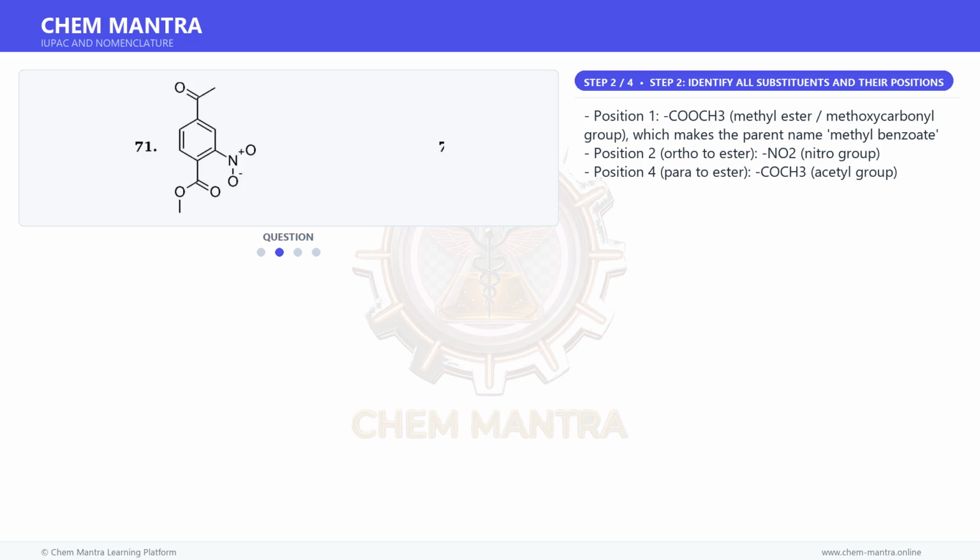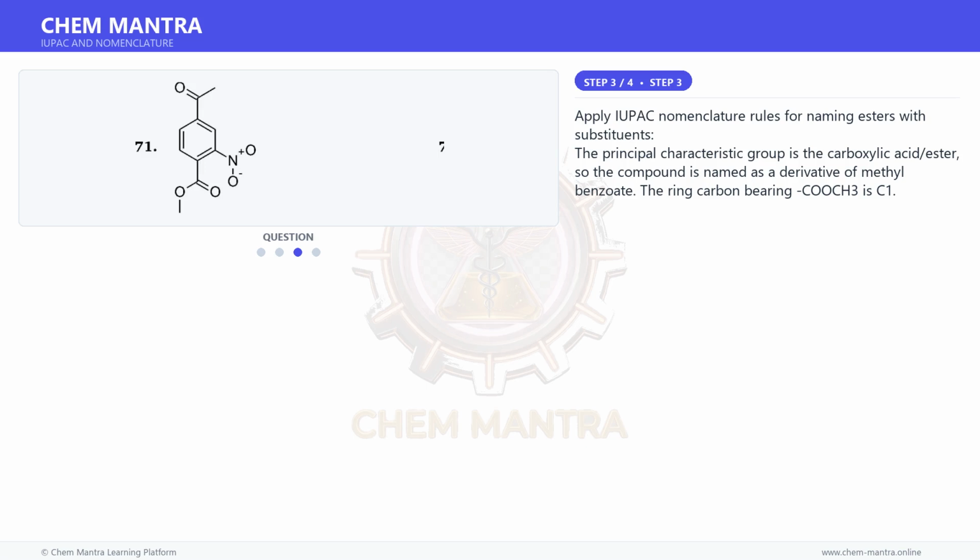Position 1, CH3, methyl ester methoxycarbonyl group, which makes the parent name methyl benzoate. Position 2, ortho to ester, NO2 nitro group. Position 4, para to ester, CH3 acetyl group. Moving on to the next step.